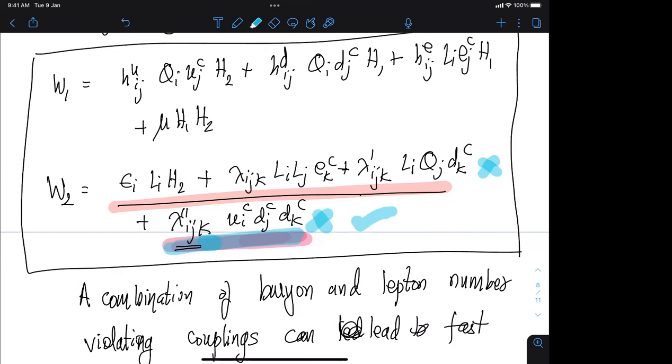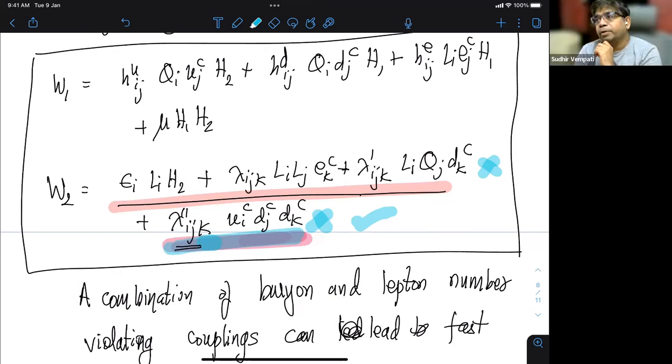But one should remember one thing which is not emphasized too much: R parity is only valid at tree level, in a sense. Let me put it this way. At the dimension 4 level, R parity is a very good symmetry. If you consider an effective field theory with higher dimensional terms, R parity conservation is very, very hard.